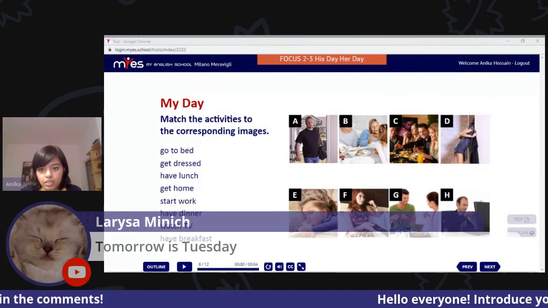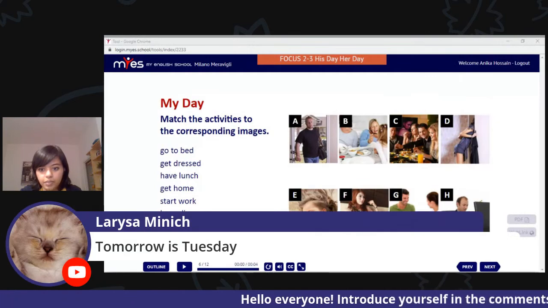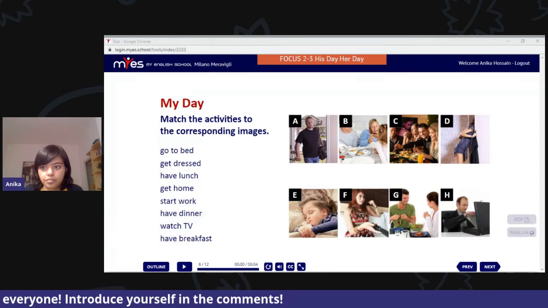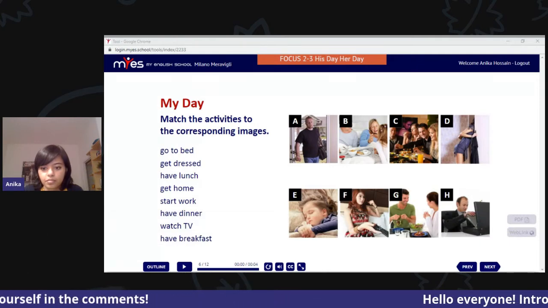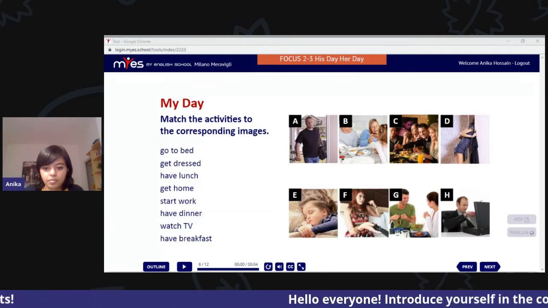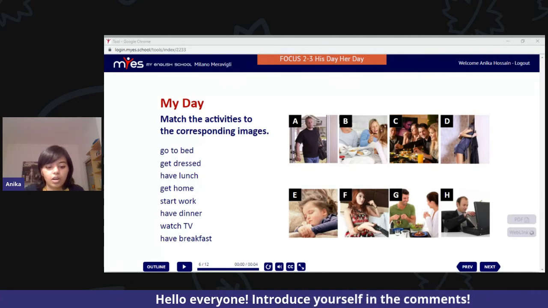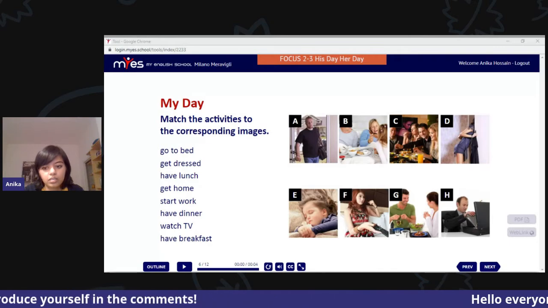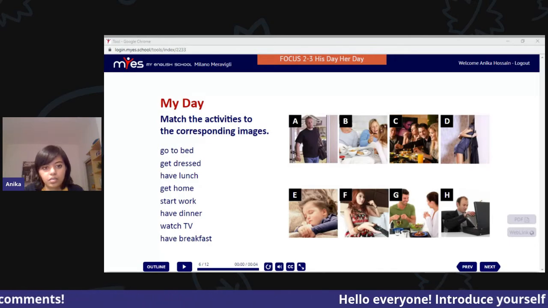Okay, great, Larissa. Tomorrow is Tuesday, exactly. Also, good capitalization of the day. Now you guys are matching. Match the activities with the photos.